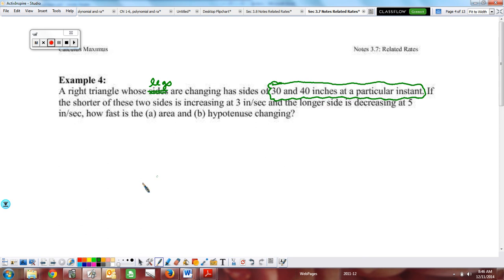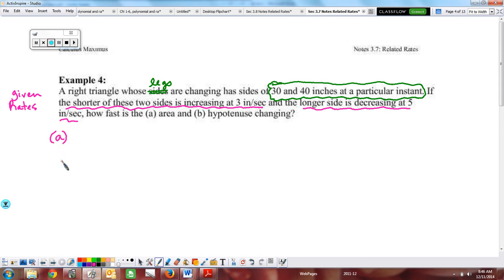We're given that the shorter of the two sides is increasing at 3 inches per second, and that the longer side is decreasing at 5 inches per second. So those are some given rates that we have. I'm reading through the problem to understand it, and we want to know how fast is the area changing. So we're going to start with A.